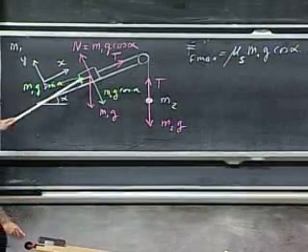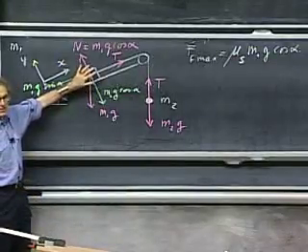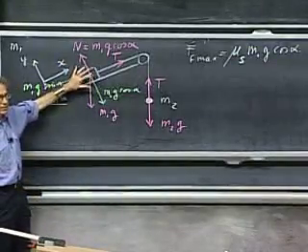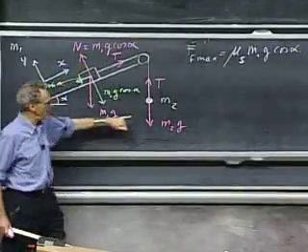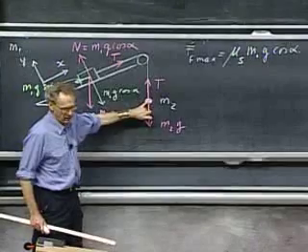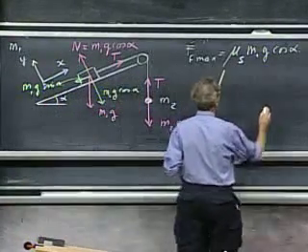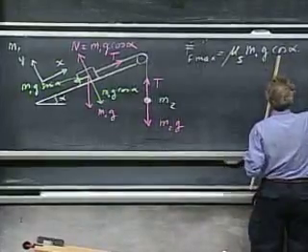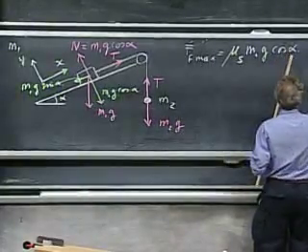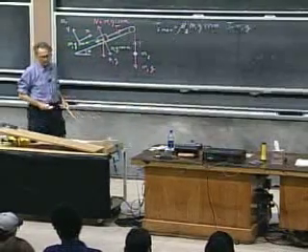I'm going to evaluate, for now, only situations where the system is at rest. It's not yet moving. If the system is at rest, T must be m2g, because this object is not being accelerated. So in all situations where the system is at rest, T must be m2g. That's non-negotiable. It's this T as well as that T.